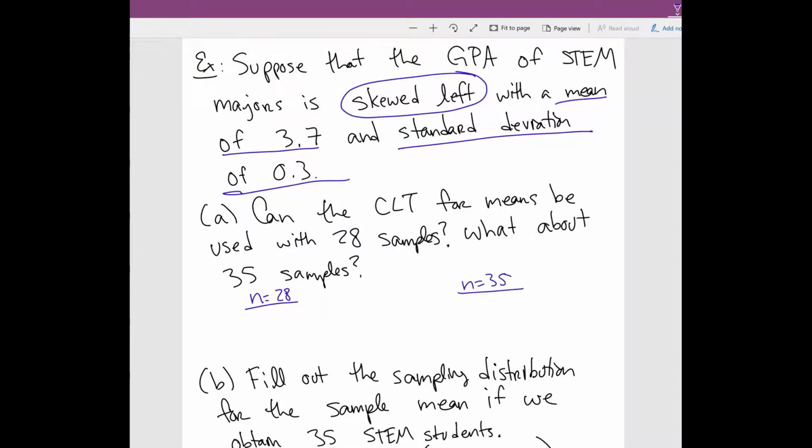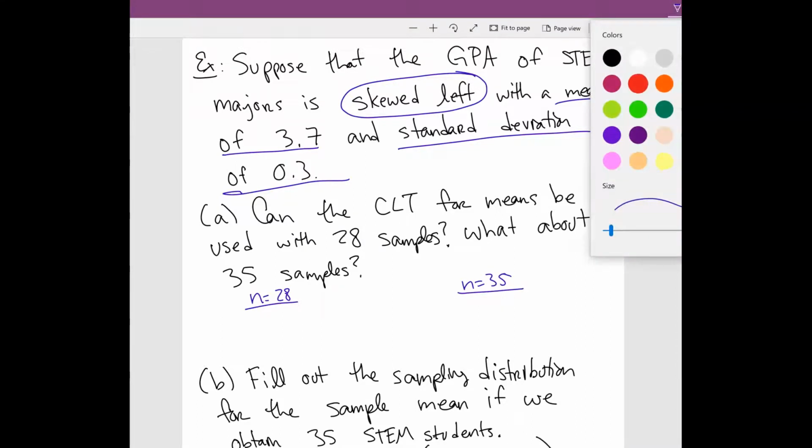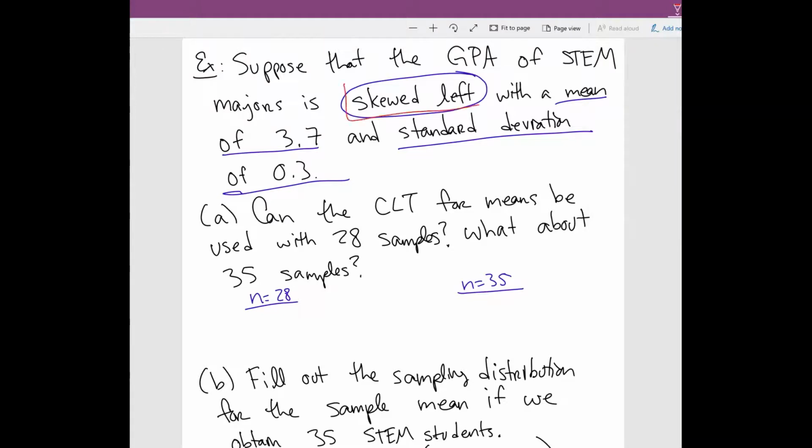One thing to note is that we have skewed left. This is not normal, which means that we have to look at the value of n. n has to be greater than or equal to 30. Here we start off with 28. Is 28 greater than or equal to 30? No, it's not. So for this one, the CLT cannot be used.